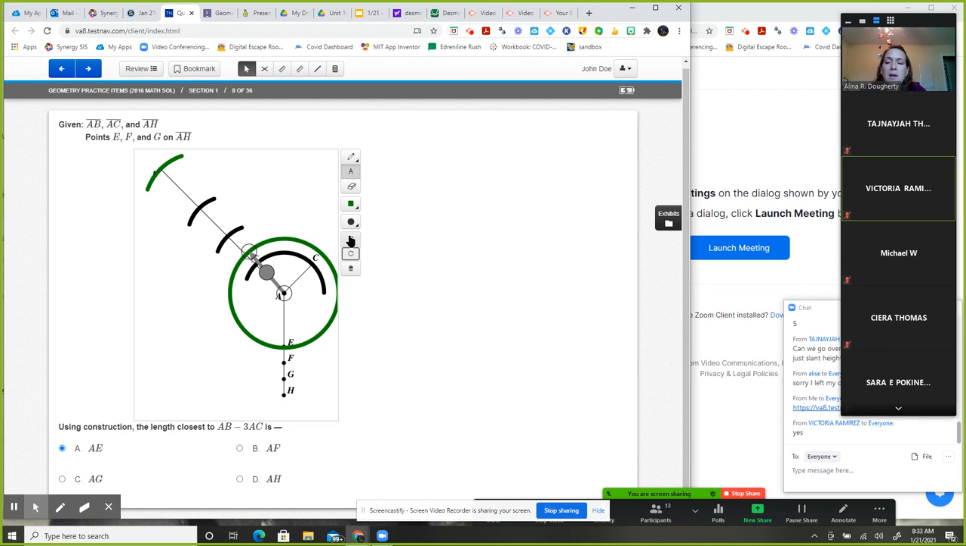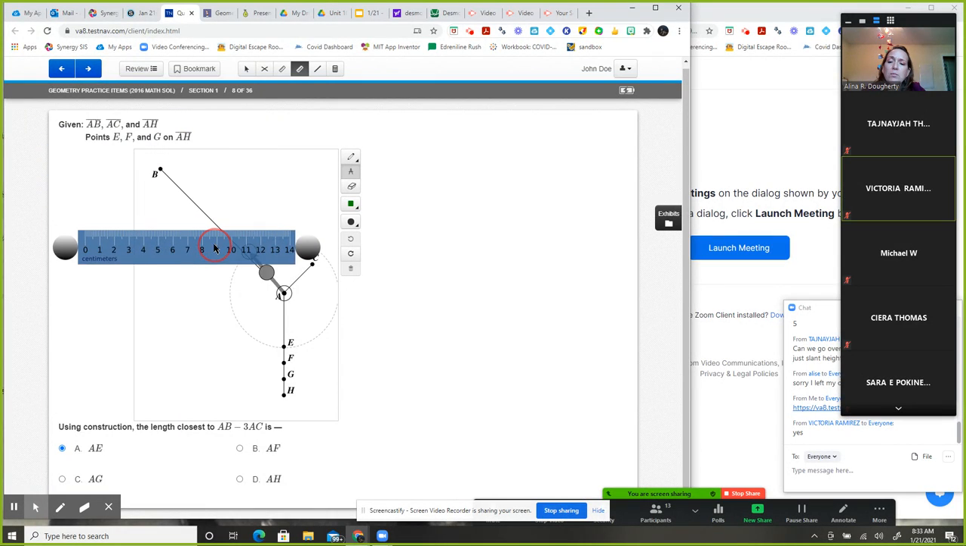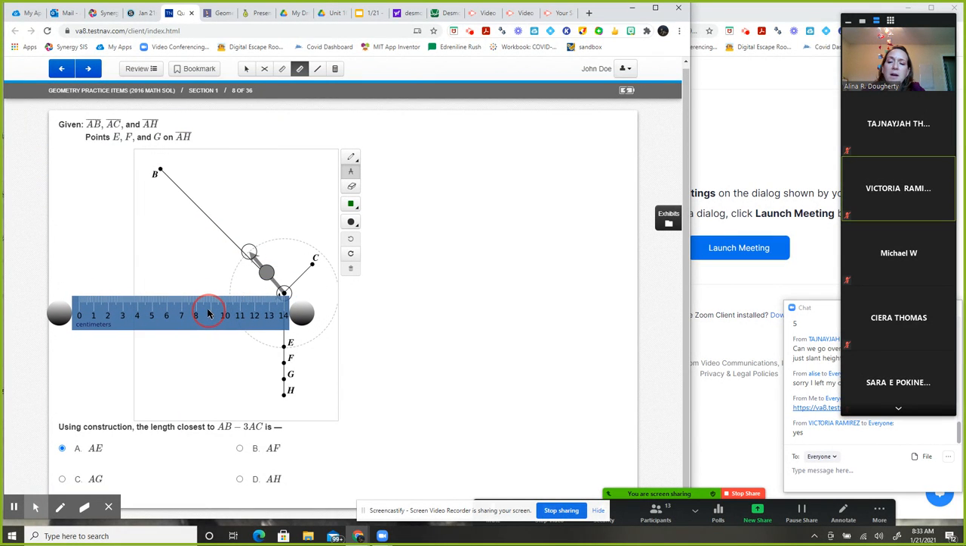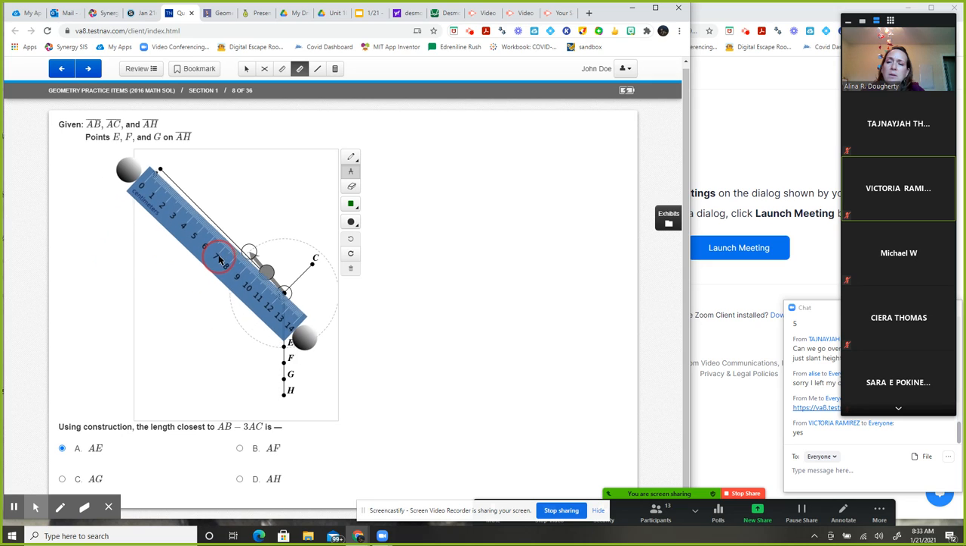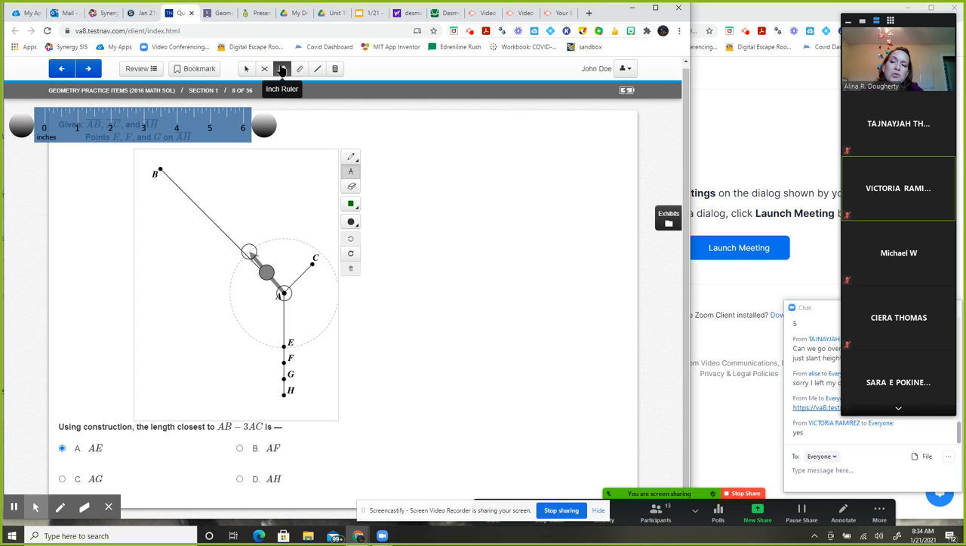You can also do this with the ruler. The only problem with the ruler is it spins around the middle, not around an edge. You have to kind of get it parallel, and then you can measure it. So you can do this problem with the ruler, it's just a little harder. And you've got a centimeter ruler and an inch ruler, but you can't have them at the same time.